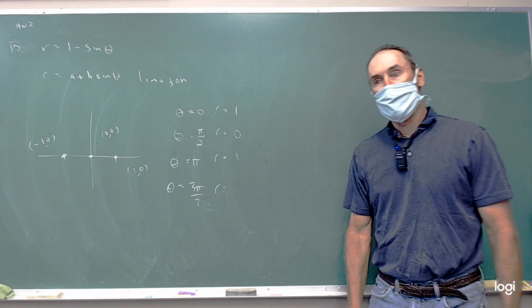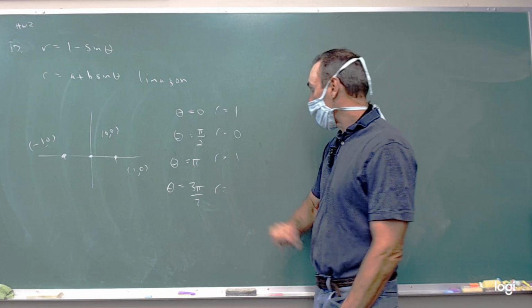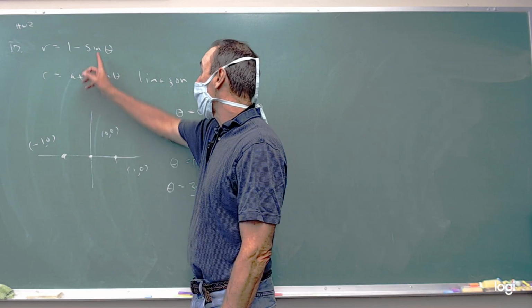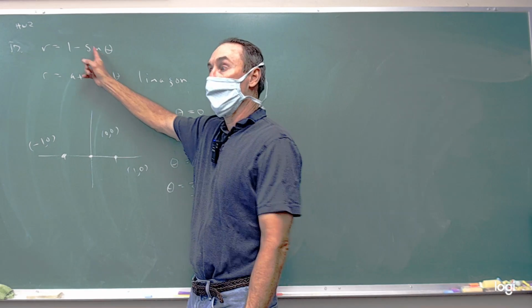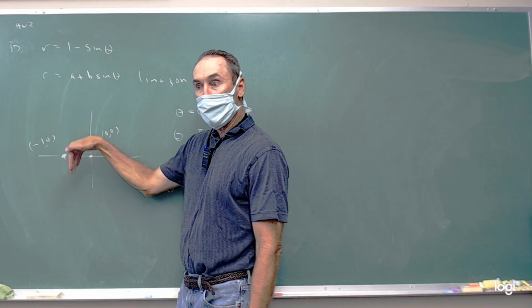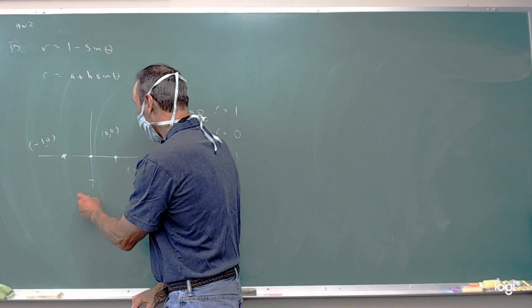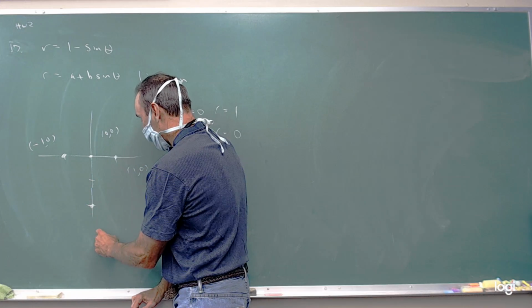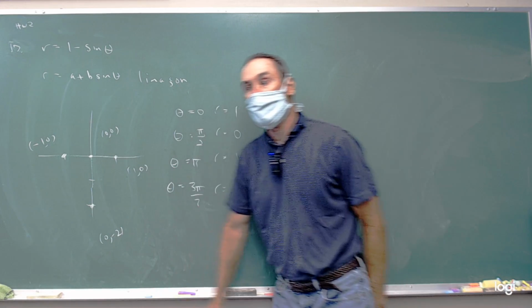You with me, or am I going too fast? No, I'm with you. Okay, and then put in 3 pi over 2. At 3 pi over 2, sine is negative 1. 1 minus negative 1 makes r 2. So on the angle 3 pi over 2, we come out from the pole 2. That's going to be called 0, negative 2, because that's what it would be in rectangulars.